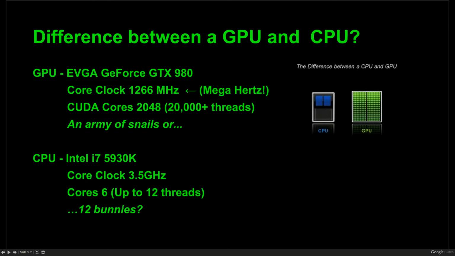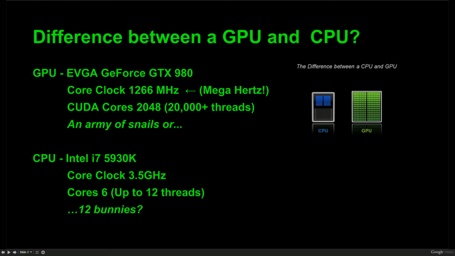So what's the difference between a GPU and a CPU? Now, I'm sure a lot of you enjoy hardware specs, so I came up with two comparisons between the GeForce GTX 980, which is around the $500 price range, and the Intel i7 5930, which is also around the $500 price range.